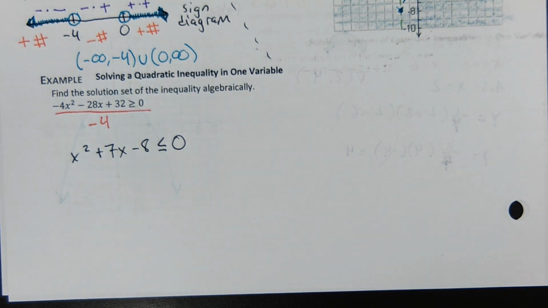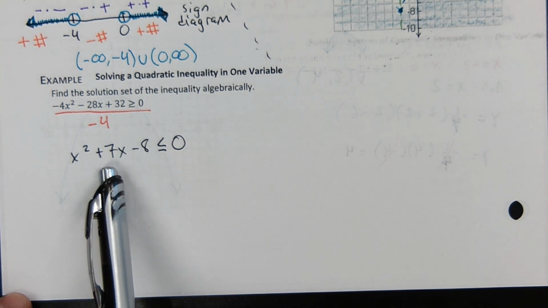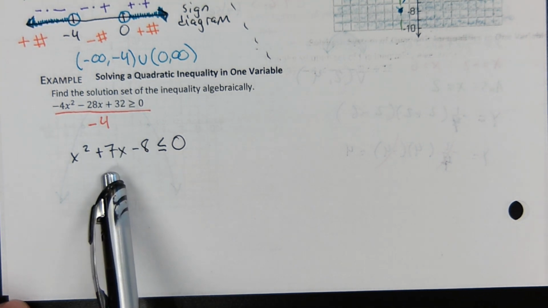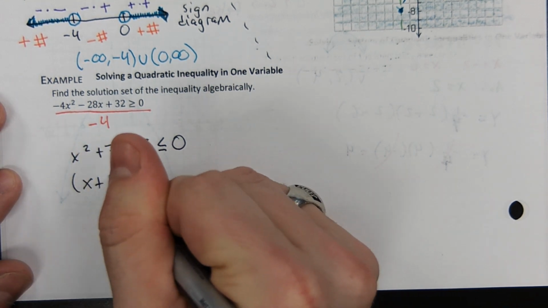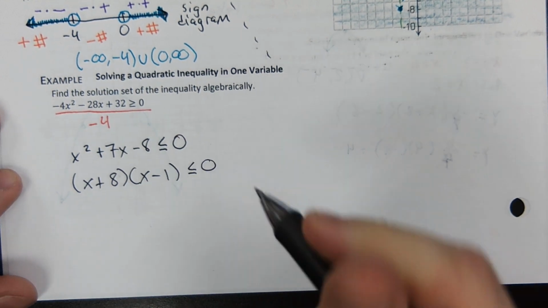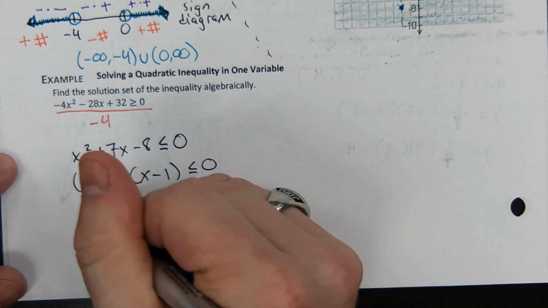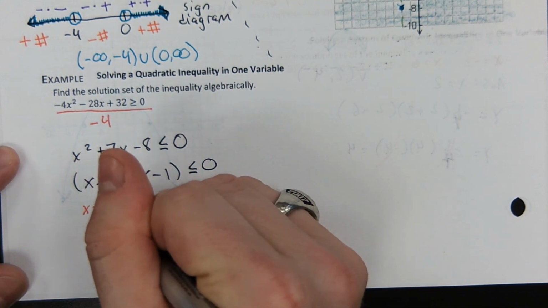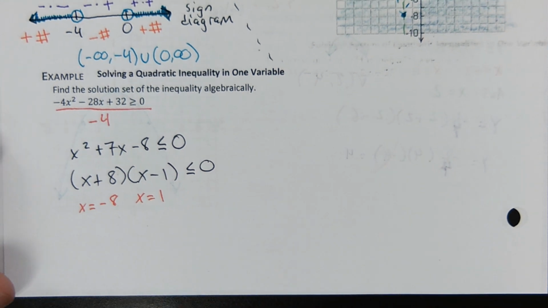This quadratic also factors. What two numbers will multiply to negative 8 that will add to positive 7? What is it? Yeah, it's negative 1 and positive 8. Our critical values are what makes it equal 0. We put those critical values on a sign diagram.